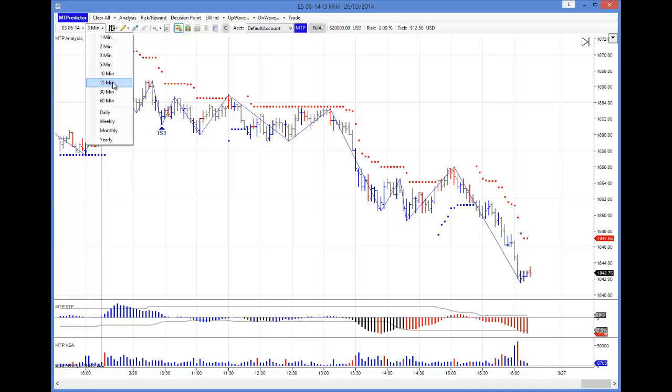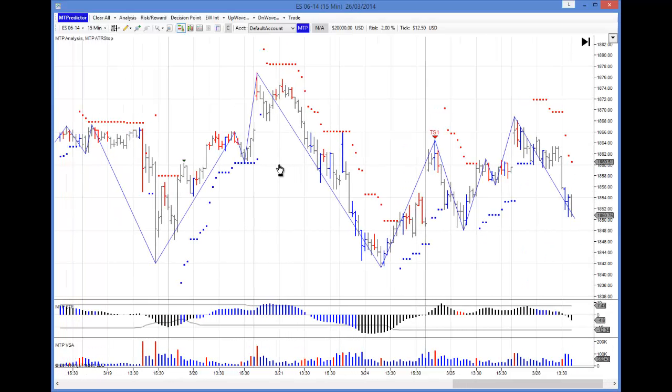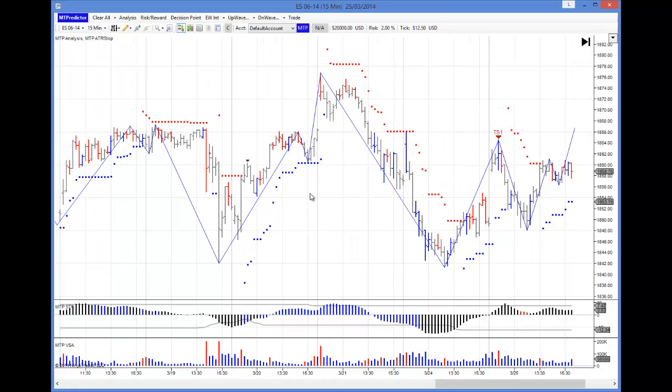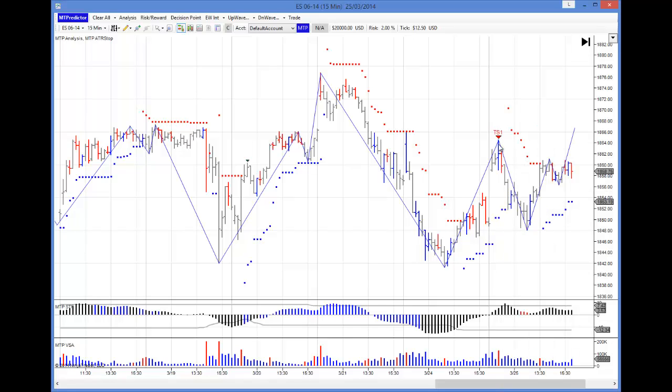So here, for this 3-minute chart, I'll go out to the 15-minute chart. Now I want to go back before yesterday even opened. There we go, back to there. Now the good thing about these DPs is you can select a prior pivot. Here we have a prior pivot here. You right mouse click, then select decision point, and it gives you an area on your chart.